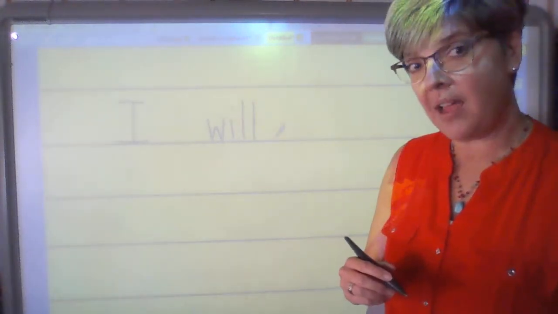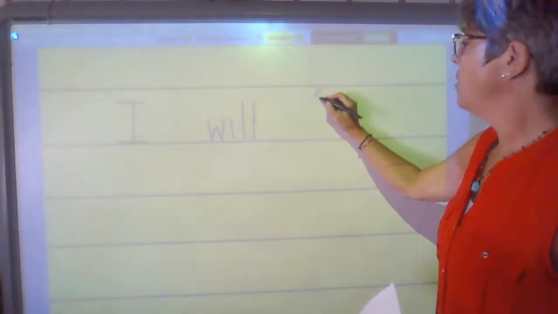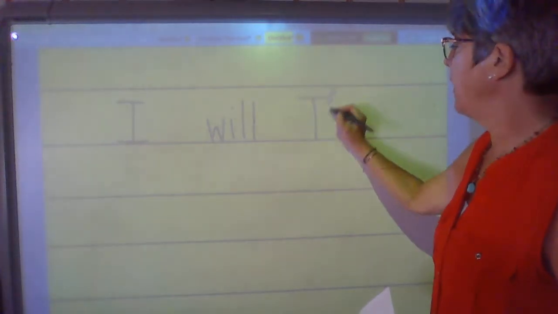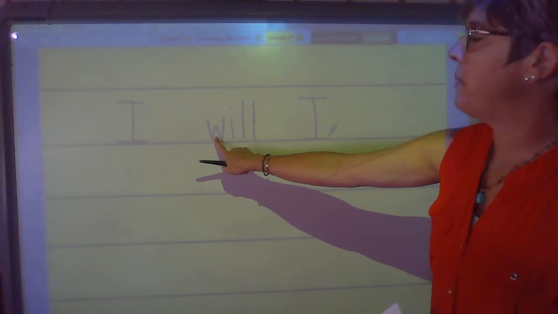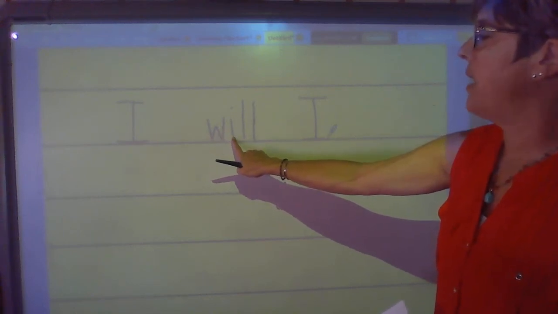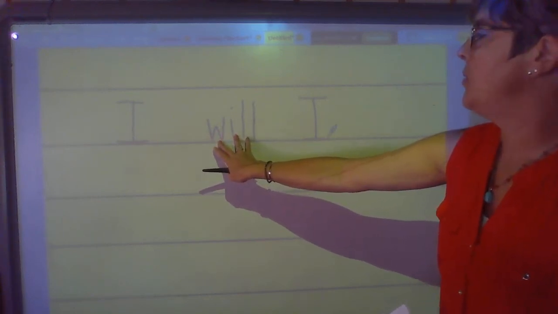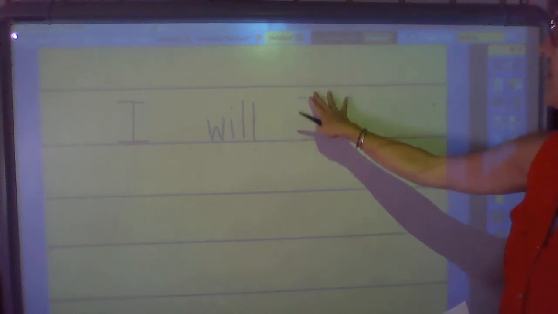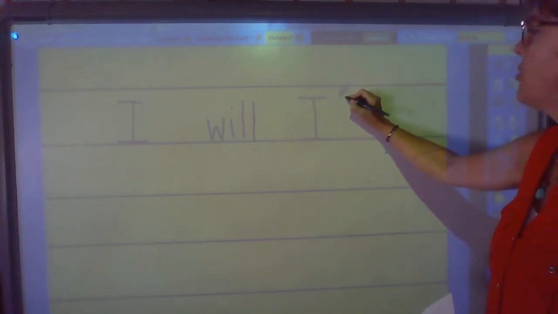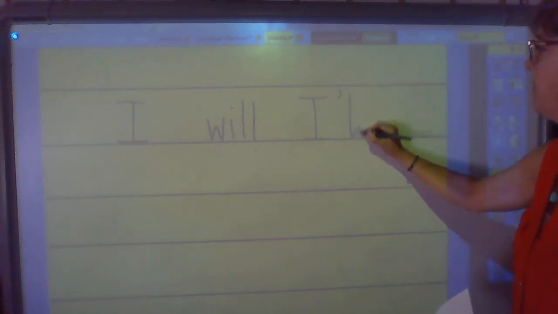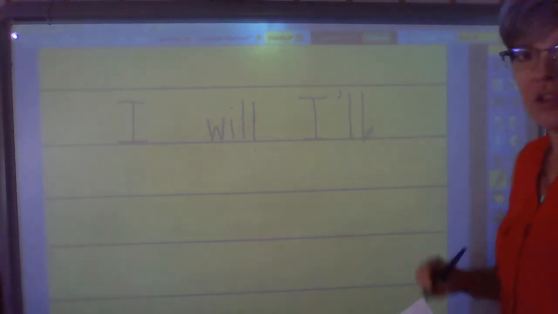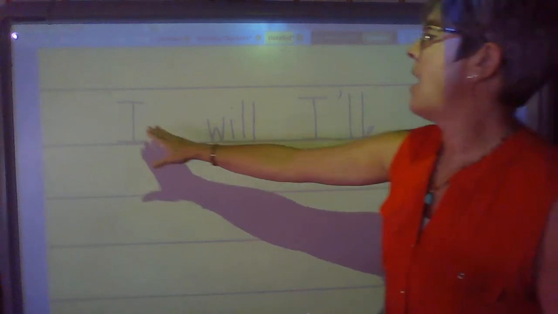The contraction I'll is written this way. So we keep the letter I. Then in the word will, we drop the W and we drop the I. Because the W and the I would follow this I, that's where our apostrophe goes. And then we keep the two L's.